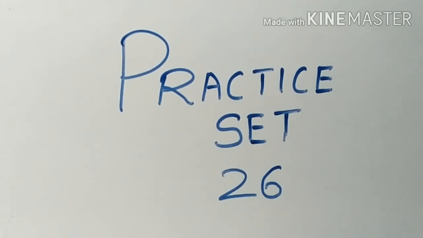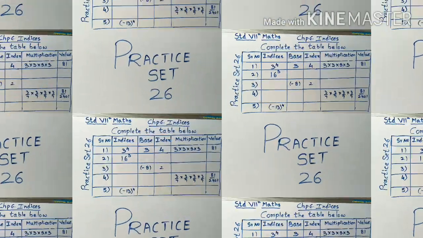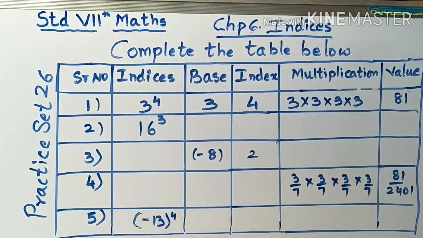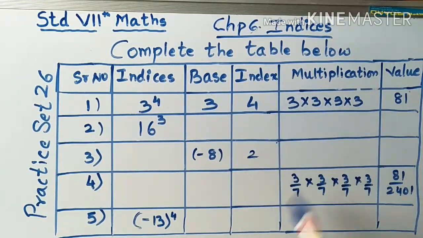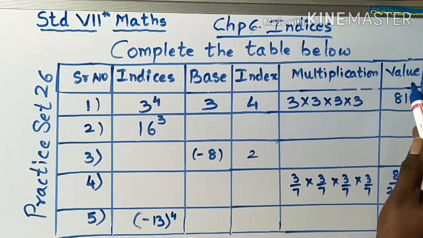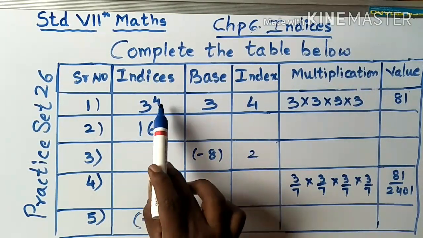Now let us solve practice set 26 from your textbook. This is the table of practice set 26. We have to complete the table. This column is the indices column, then base column, index column, multiplication column, and here you have to write the value. Let's say for one example is given 3 raised to 4.